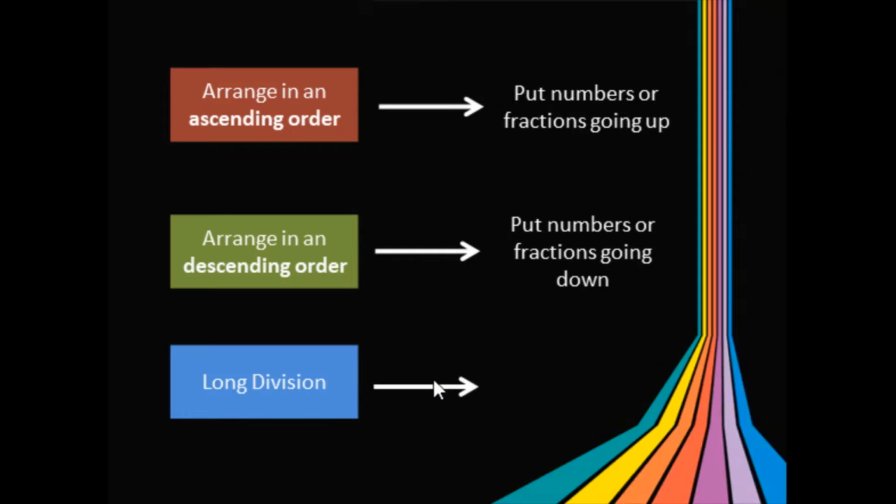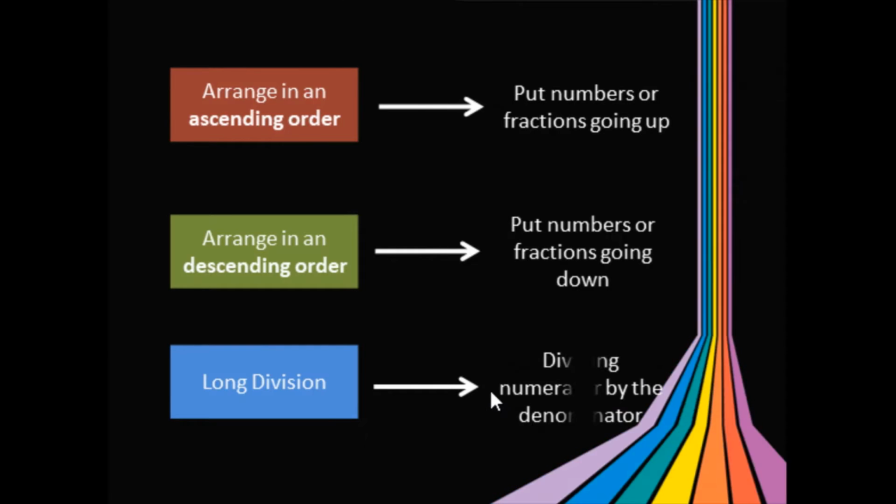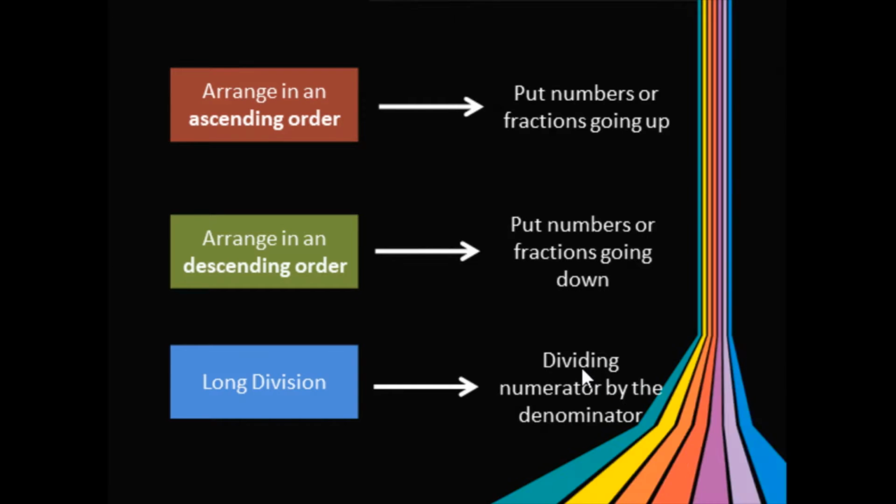Another term is long division. Long division is used when we try to change a fraction into a decimal number, and that is by dividing the numerator by the denominator.